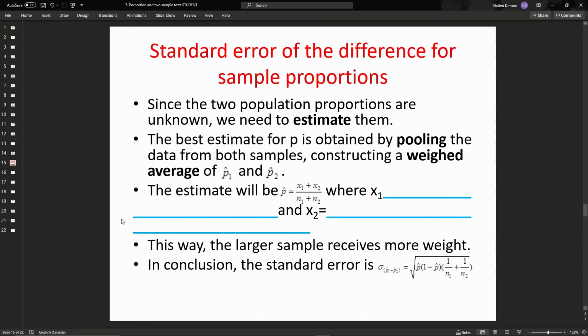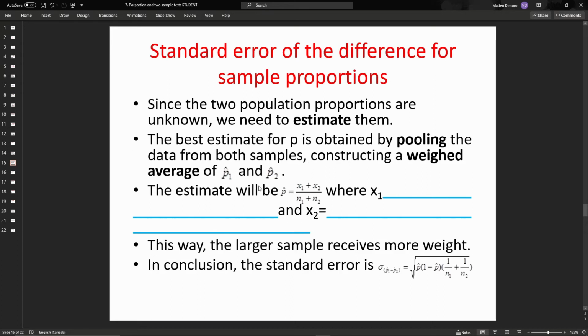Alright. So what is the standard error of the differences for sample proportions? Since the two population proportions are unknown, we need to estimate them. The best estimate for p is obtained by pooling the data from both samples, constructing a weighted average of p hat 1 and p hat 2.